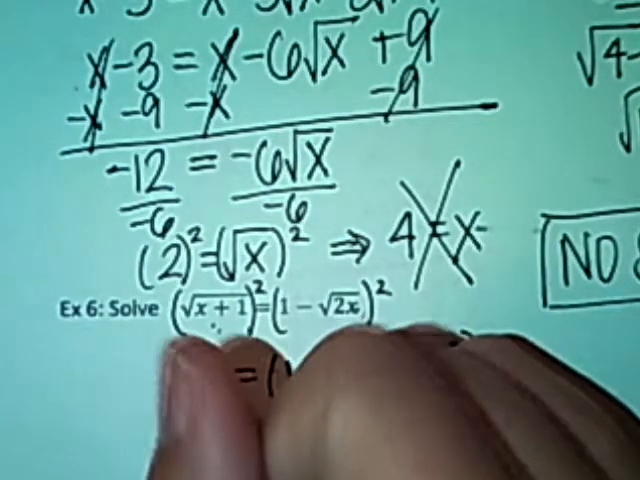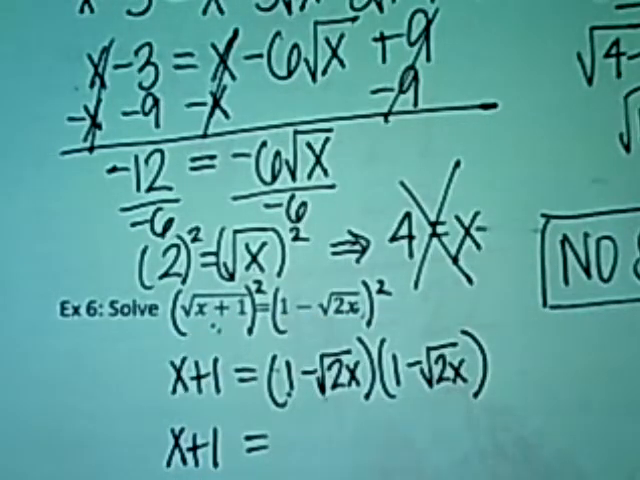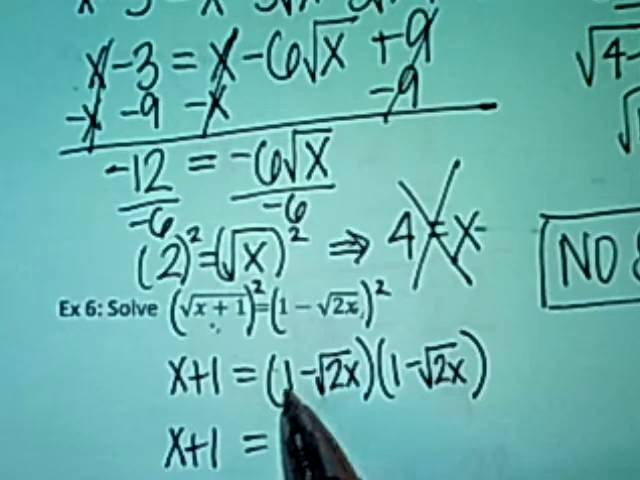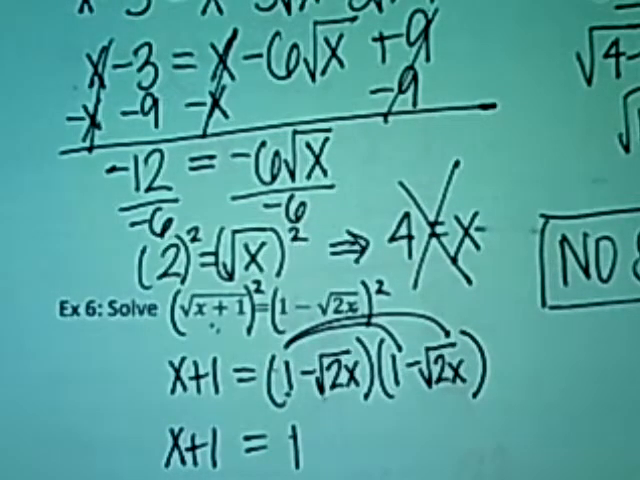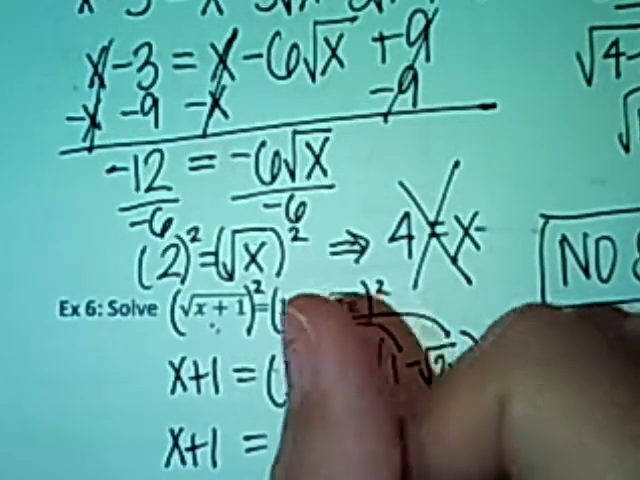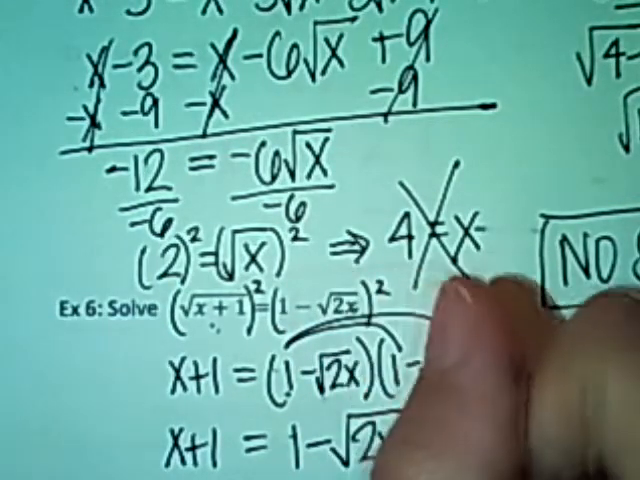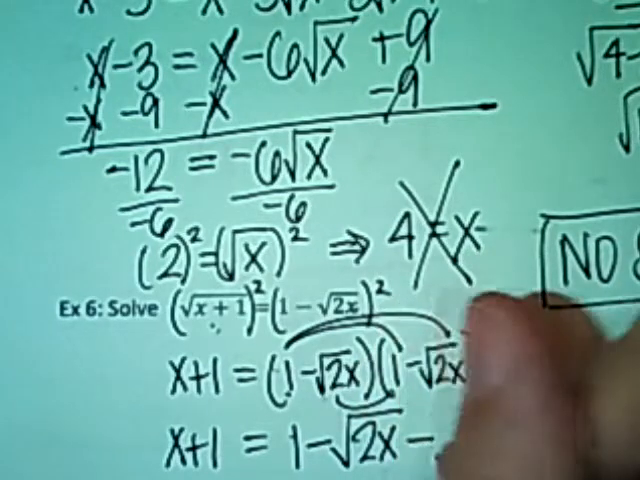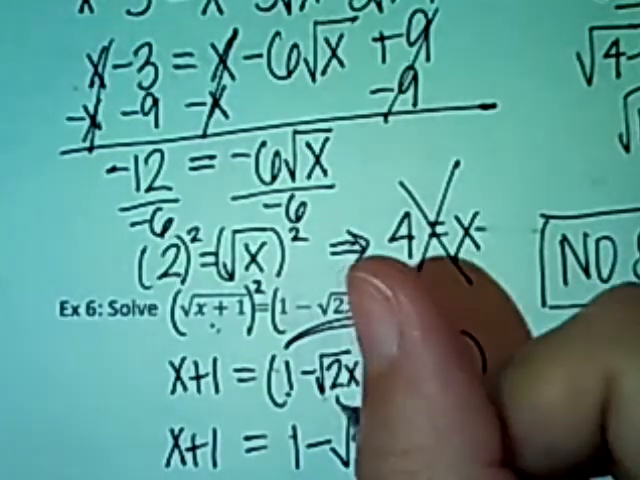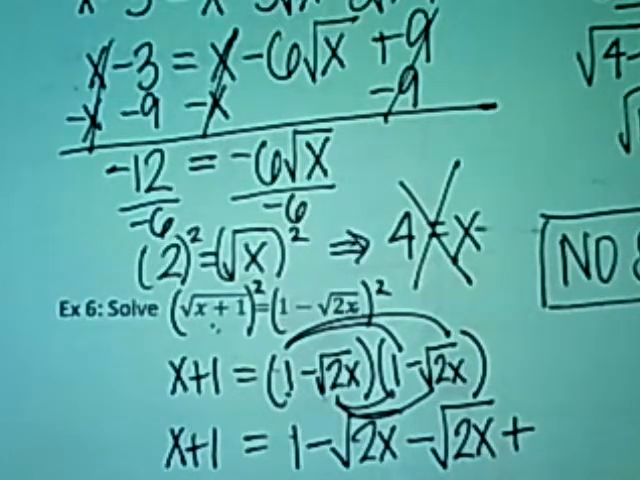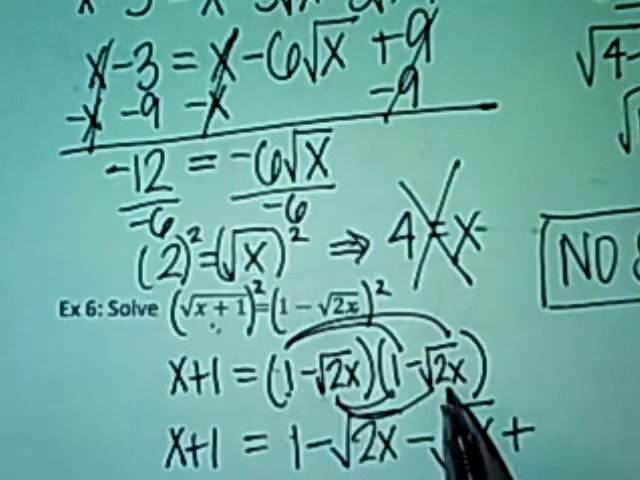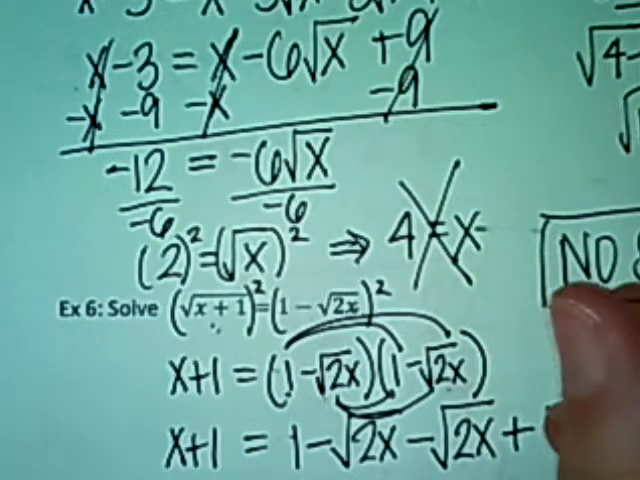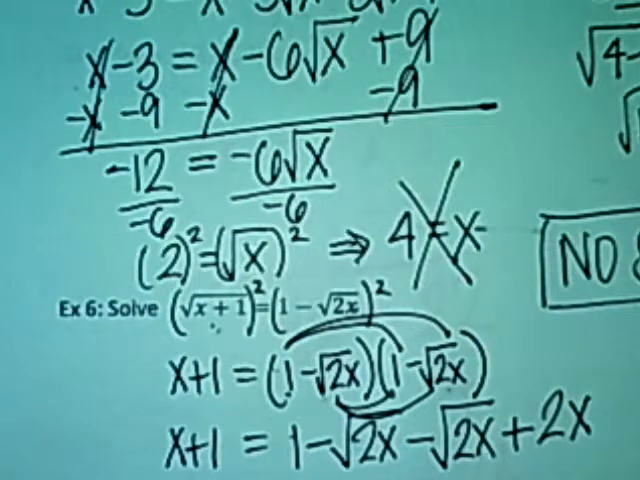So that'll be my next step, is to actually FOIL that stuff out, or multiply the binomial times binomial. So I have 1 times 1 gives me 1. 1 times negative radical 2x gives me negative radical 2x. Then I have this minus radical 2x, and then plus radical 2x times radical 2x is just going to end up giving me 2x. Make sure you put the plus because it was a negative times a negative.